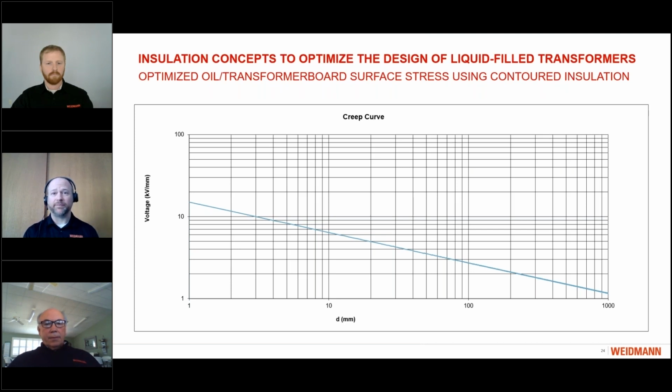Again, similar to the Weidmann reference curves for oil gaps, there is a Weidmann reference curve for what's called an oil transformer board surface stress. We also colloquially refer to it as a creep curve because the stress, when you see a failure path, it can creep along the surface. Next, please.